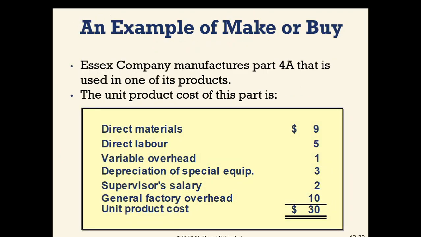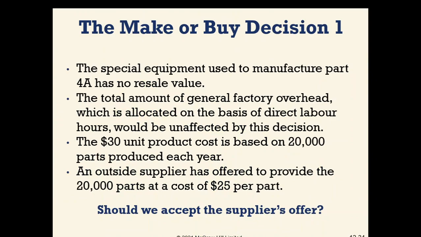So Essex Company manufactures part 4A that is used in one of its products. The unit product cost of producing that amounts to $30 in total, which is comprised of direct materials, direct labor, variable overhead, depreciation of special equipment, the supervisor's salary, and general factory overhead. The special equipment used to manufacture part 4A has no resale value, and we assume it can't be reassigned to something else.